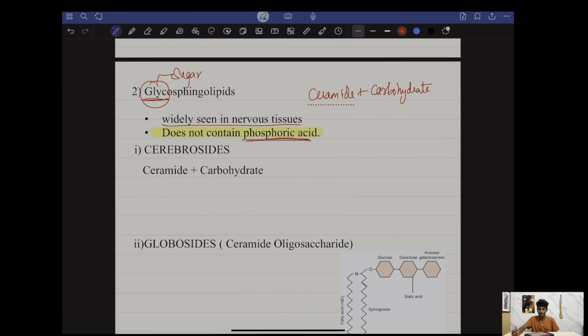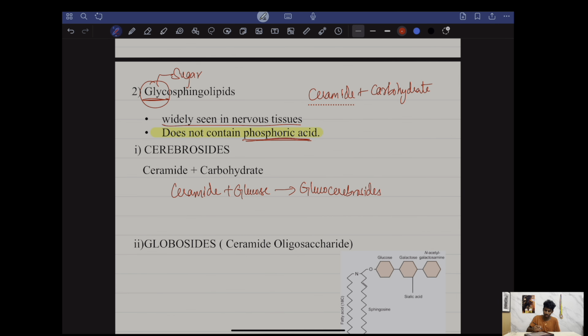Now, we can classify these glycosphingolipids into 3 types. One is the cerebrosides, the next one is globosides, the next one is the gangliosides. Let us discuss it one by one and the diseases associated with it. Ceramide plus carbohydrate. If the ceramide is attached to glucose, then what will you call this lipid? Glucocerebrosides.